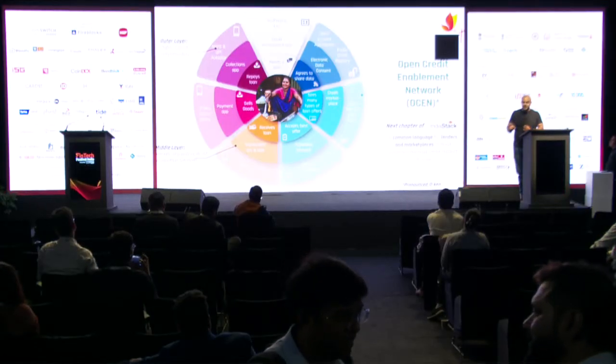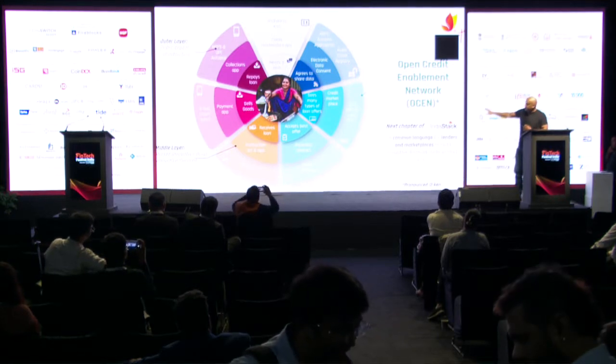And then finally, if you can just move to the next slide. OCEN, which is the Open Credit Enablement Network, becomes the fourth layer, which ties all these pieces together to be able to give a sachet loan in under 10 minutes from the start of the user journey to money in the account, right?